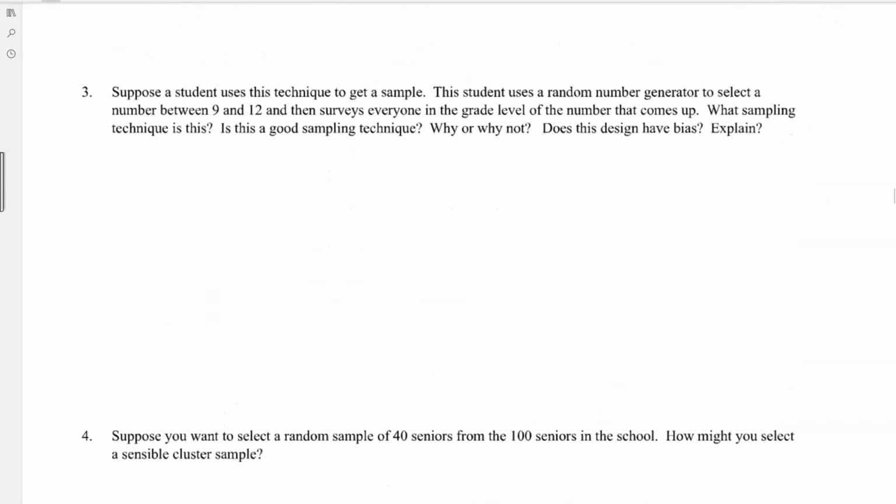So suppose a student uses this technique to get a sample. This is worded strangely. I'm sorry. This student uses a random number generator to select a number between 9 and 12, and then surveys everyone in the grade level of the number that comes up. What sampling technique is this? Is this a good sampling technique? Why or why not? Does the design have bias? Explain. So I'm breaking them into 9th, 10th, 11th, and 12th.